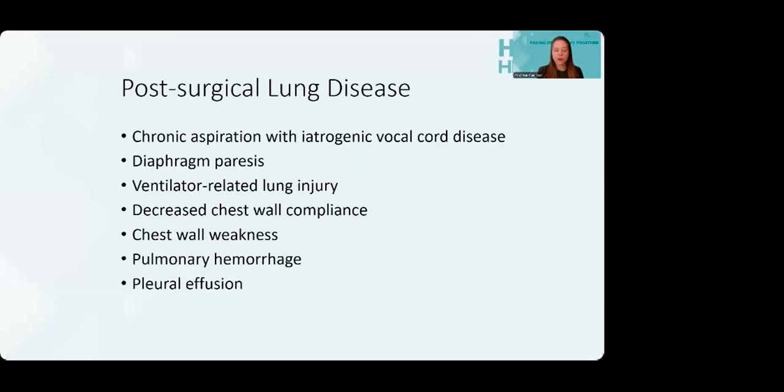That can require positive pressure due to the respiratory insufficiency. The ventilator itself can cause some degree of lung injury. These patients can have issues with chest wall compliance and weakness from the surgeries that they've had. Pulmonary hemorrhage is a complication, and many patients that we see will have pleural effusions as well. So, the heart and the lungs are neighbors, and oftentimes if we're dealing with one, we're dealing with the other.